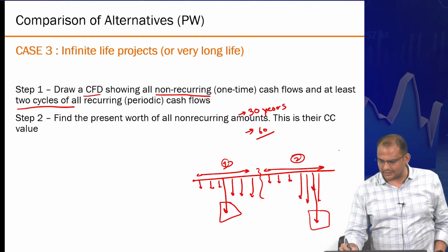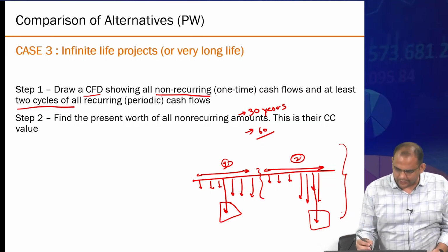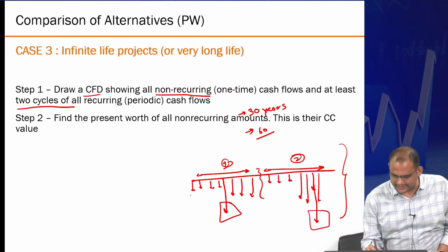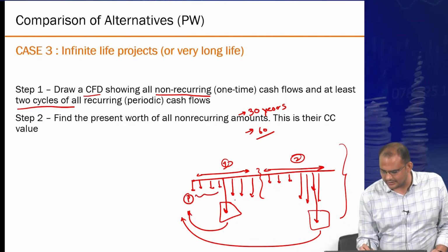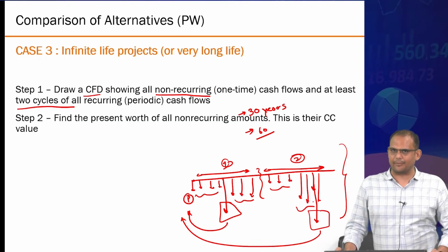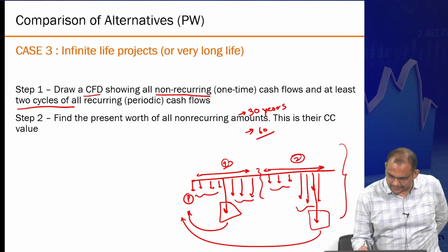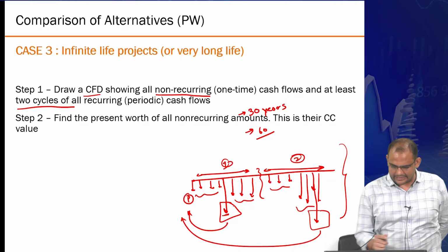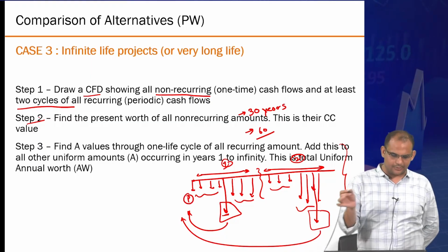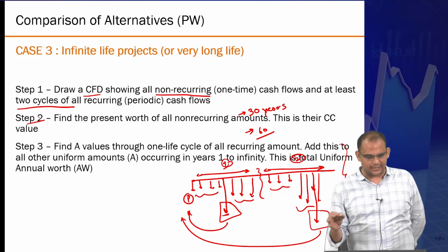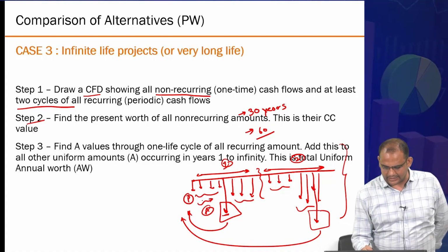And then what I am asking you is to convert all these cash flow series into an equivalent A value, right? For non-recurring, the answer remains simple. You first estimate the present worth. That is a simple formula of F by P transformation. And this kind of series you can handle through your A by P transformations or P by A transformations, whatever, right? So the idea is first you find the present worth of the non-recurring amounts. That is step 2. Then you find A values through one life cycle of all recurring amounts. Add this to all uniform amounts occurring in year 1 to infinity. This is a total annual worth factor, which is essentially all the recurring kind of thing. You convert them to an effective A value. That's what this step is asking.